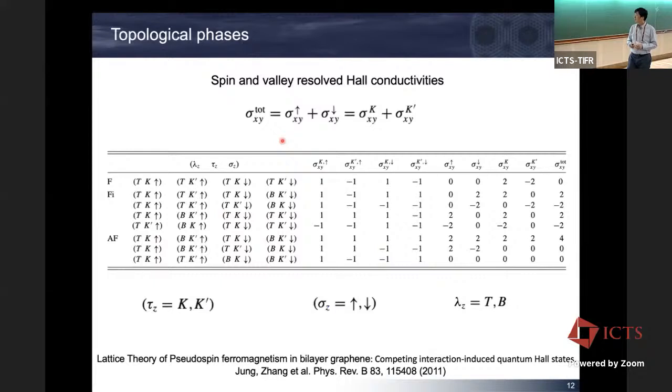And again, these are very detailed. We made a list of different types of topological phases that can be expected when we distinguish the valleys, the spins, or the top-bottom layer pseudospins. Depending on how we polarize these four spin-valley components, we can decompose the different contributions to the whole conductivity.